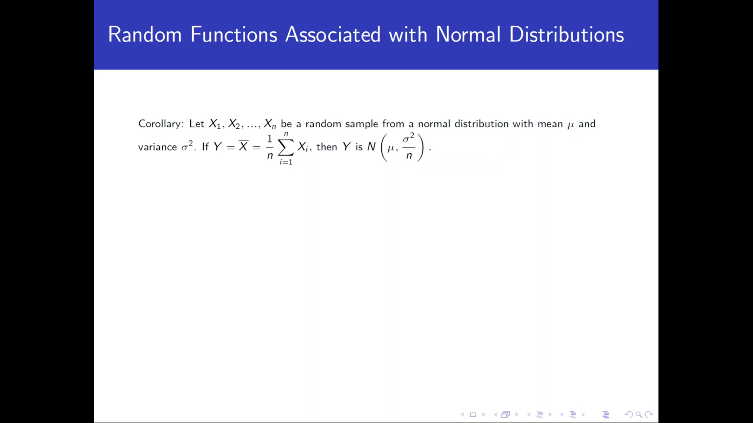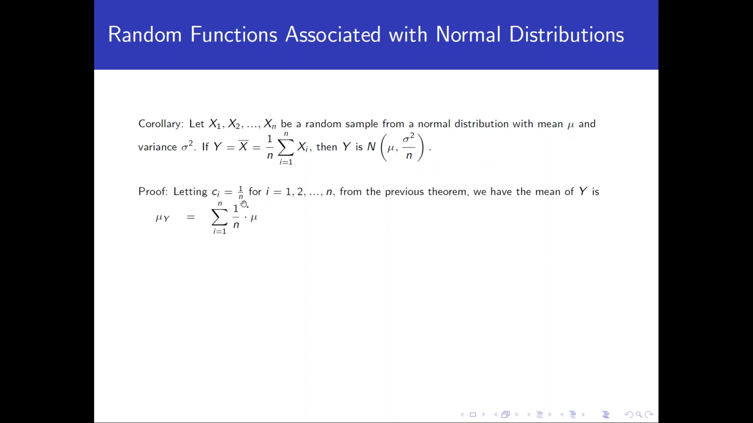A very special one of these would be the mean of a random sample. If we start with a random sample, all the variables coming from the same normal distribution, and then calculate the sample mean, where your constant is always 1 over n, then we get that our mean is mu and our variance is sigma squared over n. Let's see how this works.